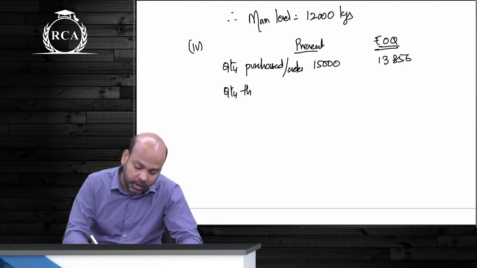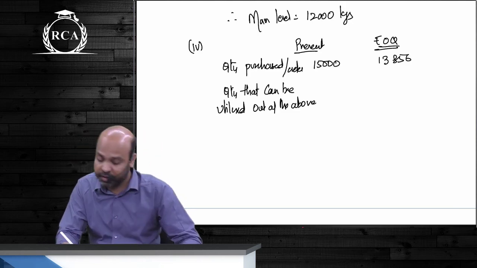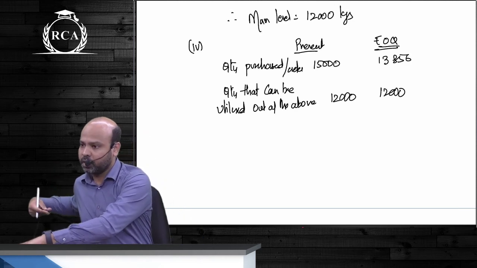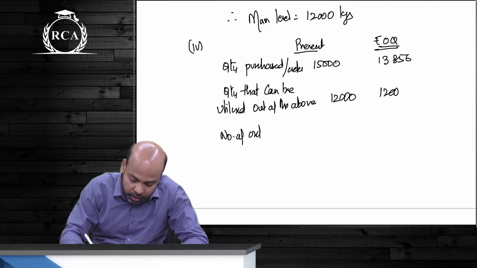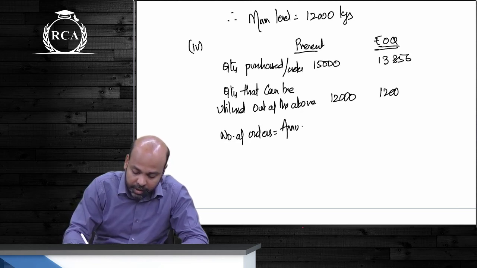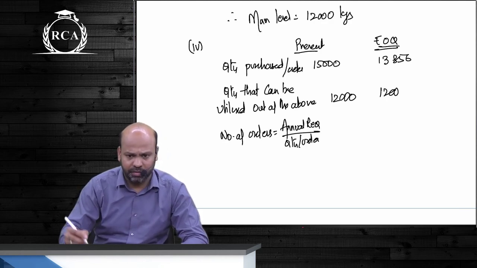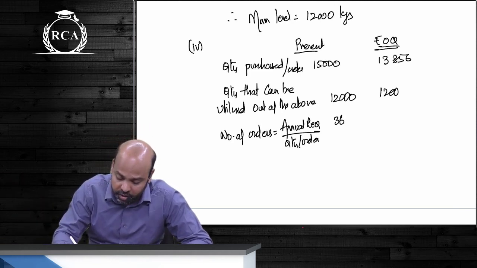Quantity that can be utilized out of the above. Whatever you are ordering, guys, 15,000 and 13,856, out of that you will be able to use only, this is most important, you will be able to consume only 12,000. That means to compute number of orders in a year, which is annual requirement divided by quantity per order. When you're copying, you need not write all of these formulas because you know all of this. Annual requirement divided by quantity per order, guys. You should divide 3,60,000 by 12,000 in both the cases.